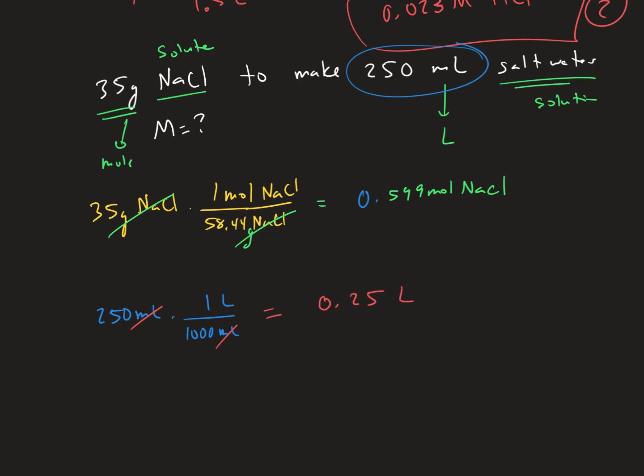Now, how do you find molarity? You just divide those two, right? Moles of solute over liters of solution, and we should get a 0.24 molar solution of NaCl. Is that what we're getting? 2.396? Then let's check.